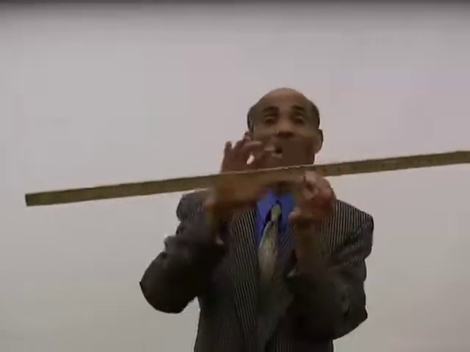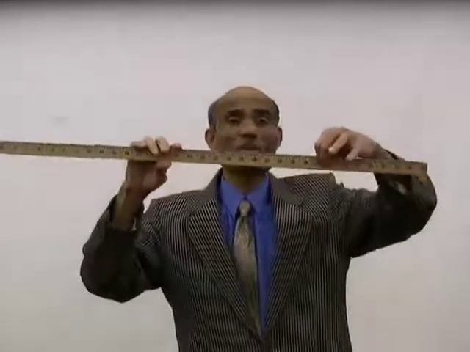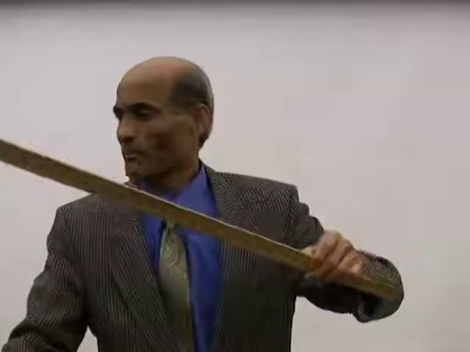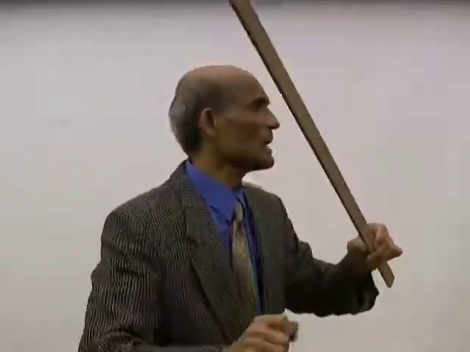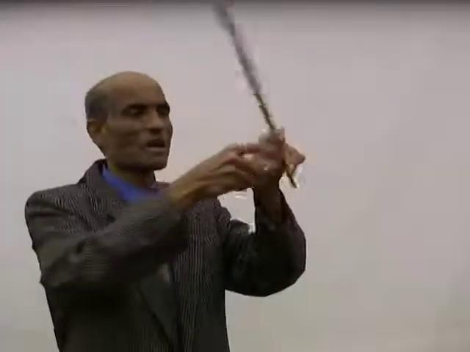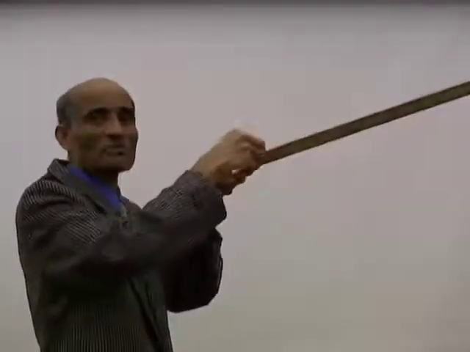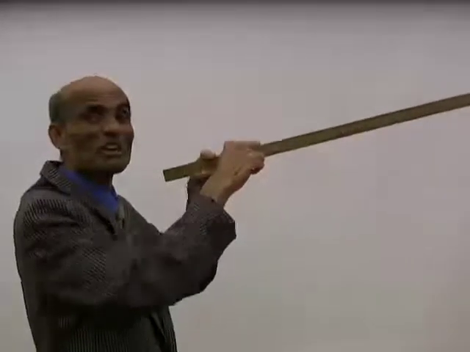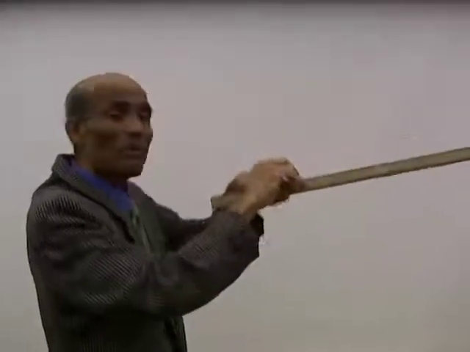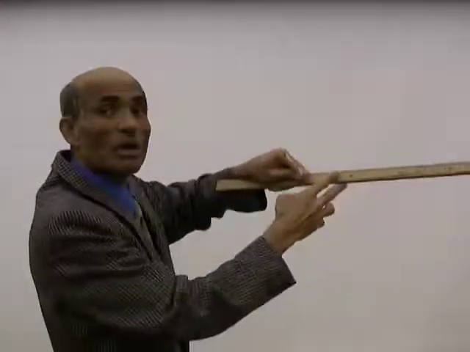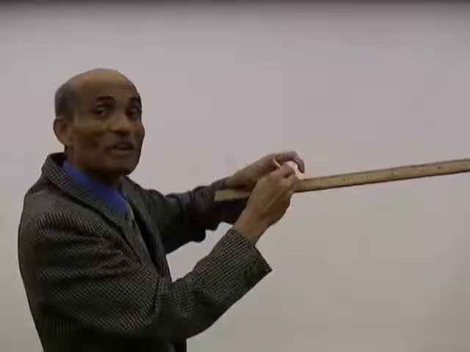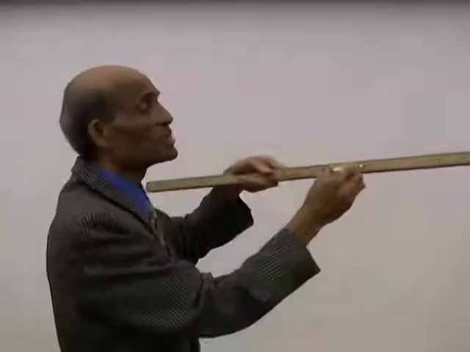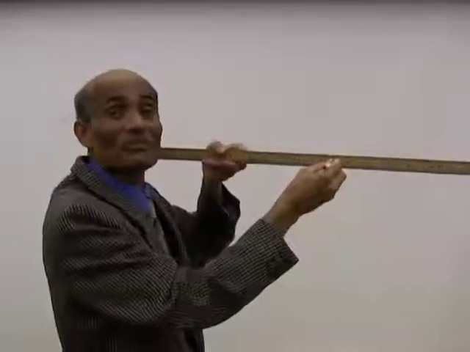That means its moment of inertia is the least about its center of mass. Suppose I want to rotate the ruler about an axis passing through this point. How difficult is it? It is very difficult. That means the moment of inertia of this ruler about this axis is much greater than its moment of inertia about the center of mass.